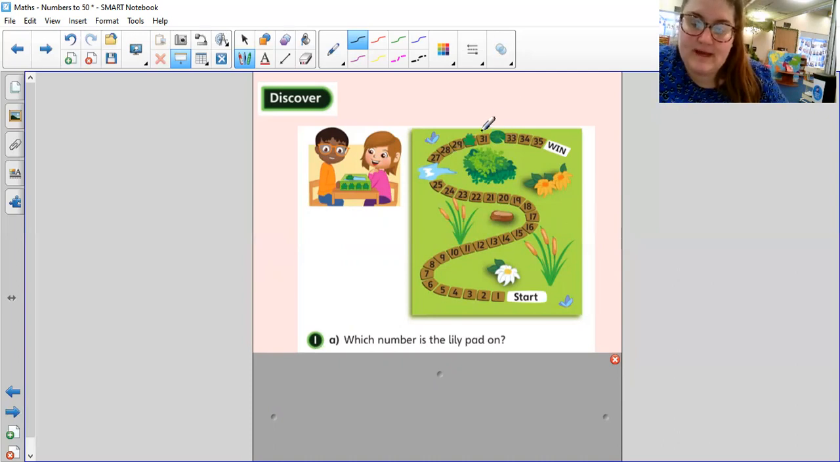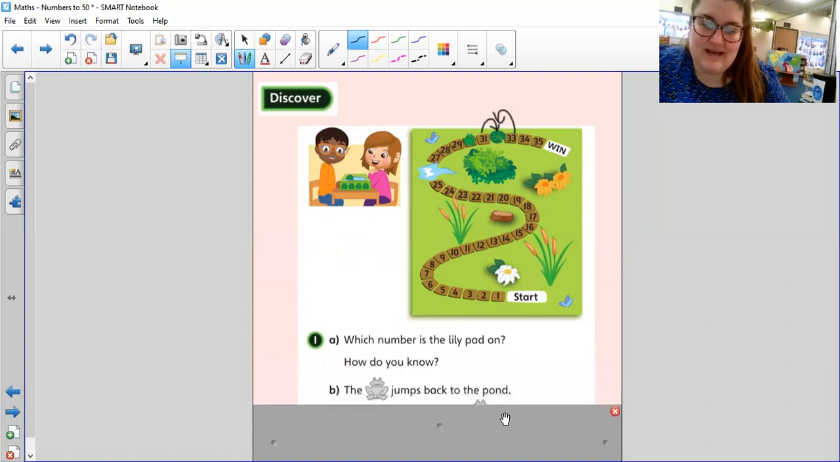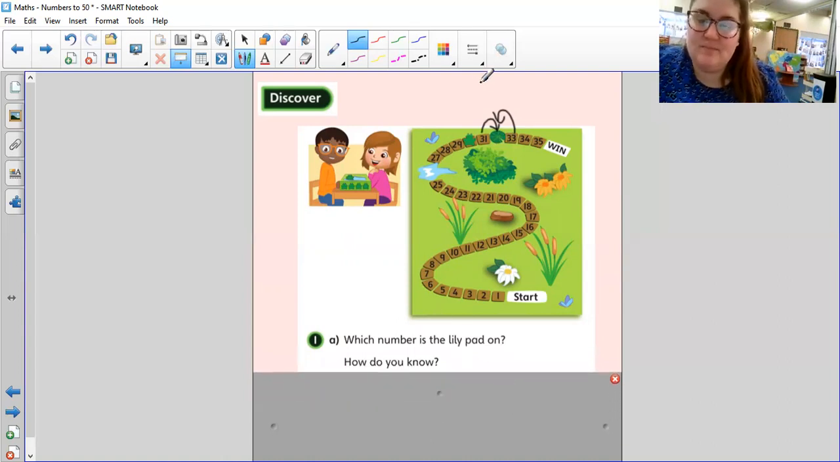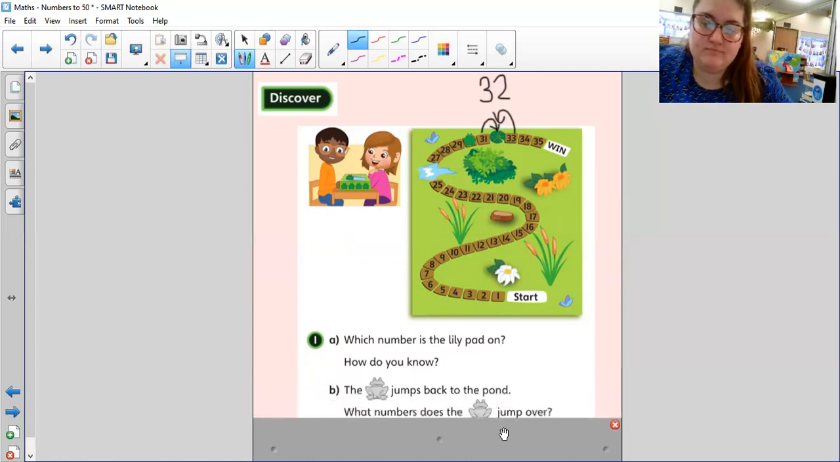So I know that this number is going to be one more than 31, and I know it's going to be one less than 33. So what number is it going to be? What number comes after 31 but before 33? So let's see. Hopefully you said the number is 32. And it says, how do you know? Well, I know it's 32 because one more than 31 is 32 and one less than 33 is 32. So that's how I know.